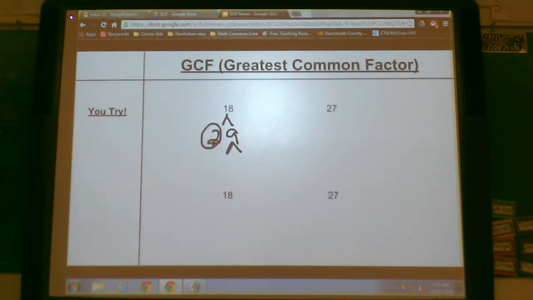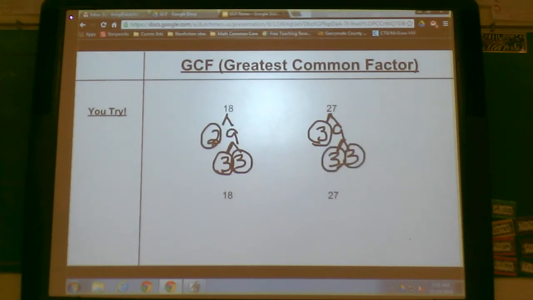What two numbers multiply to 9? Good. Are they prime? Yes, so we circle them. Okay, and I do the same thing to 27. What two numbers multiply to 27? Good. 3 and 9. Are either one of them prime? 3, good. 9 is not, so what two numbers multiply to 9? 3 and 3. And is it prime?